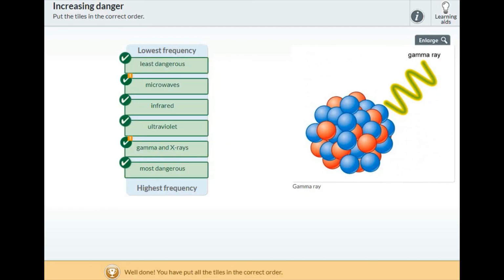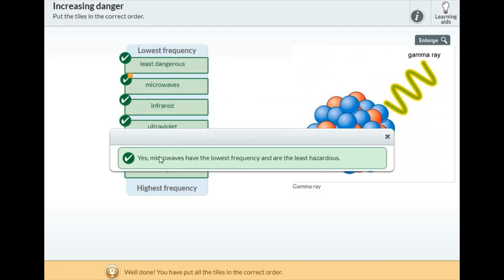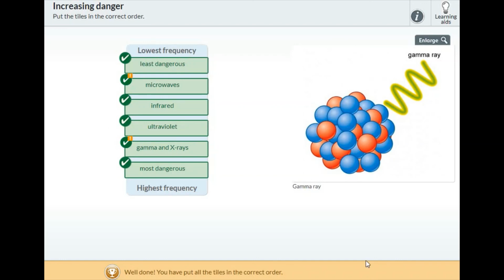Check the answers. Correct. Additional information. Yes, microwaves have the lowest frequency and are the least hazardous. And yes, gamma and X-rays have the highest frequency and are the most hazardous. Excellent.